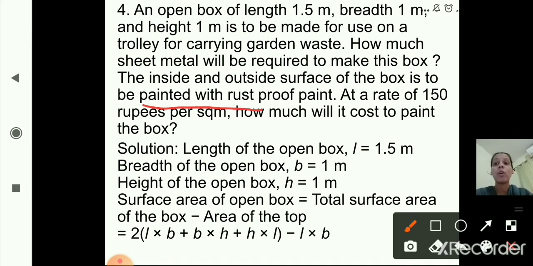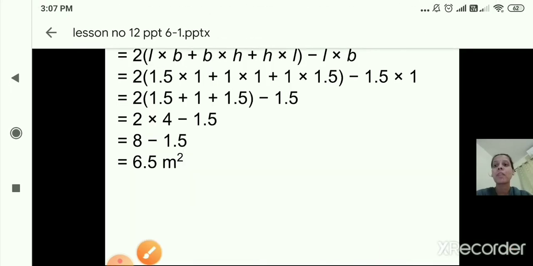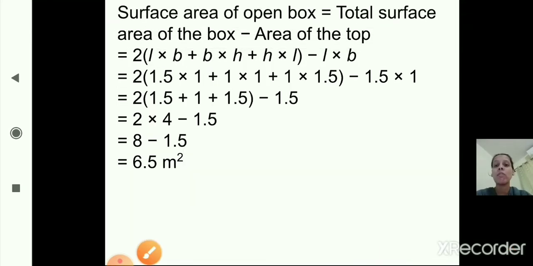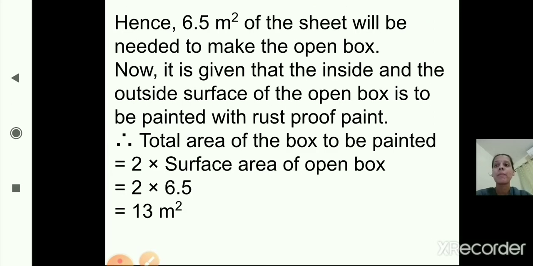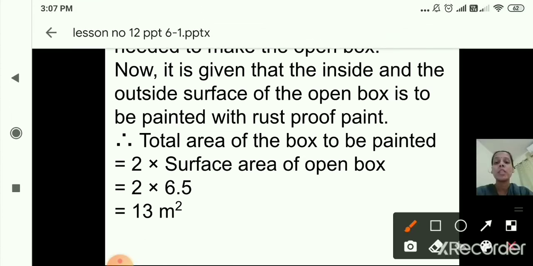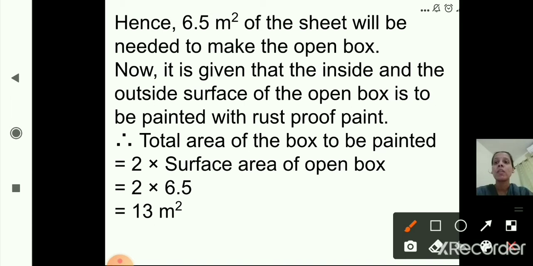Okay. And what we have calculated? We have calculated surface area of open box. Now we have to find out the inside and outside surface of the box is to be painted with rust proof paint at a rate of 150 rupees per square meter. So the next step is, as we know, this is surface area of open box. Hence 6.5 meter square of the sheet will be needed to make the open box.